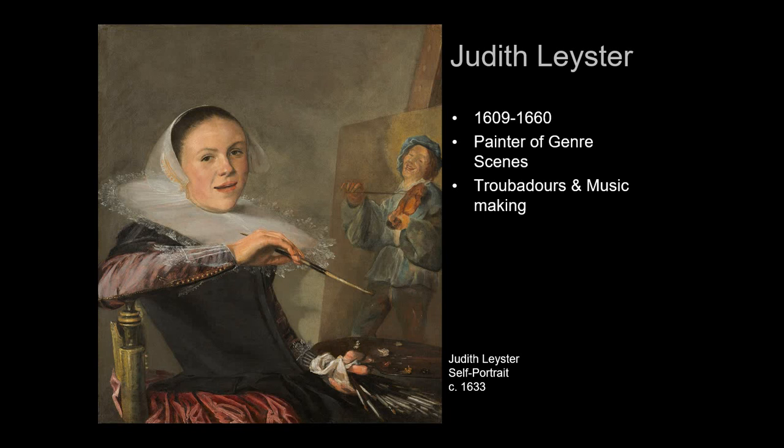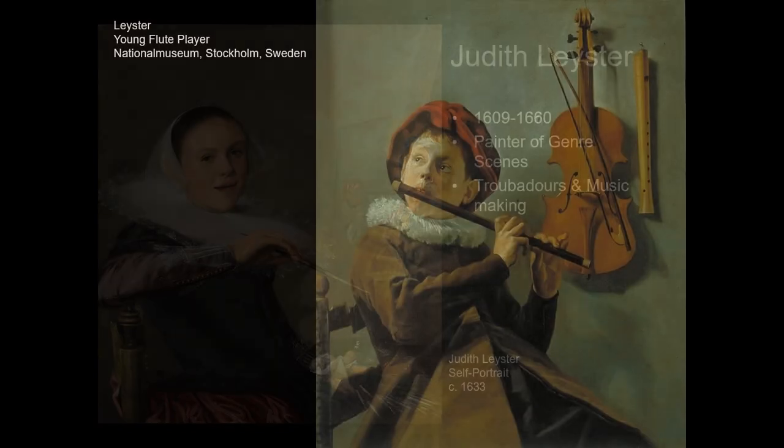Her name is very similar to lodestar, a lodestar being something that you guide a ship by. So they said that she is like the lodestar, the way to find it. And she was an incredible painter. She specialized in genre scenes like this. So here she is painting herself, painting one of these genre scenes. She specialized in troubadours and people making music. So we have a scene of a person with a violin. Here's another scene.